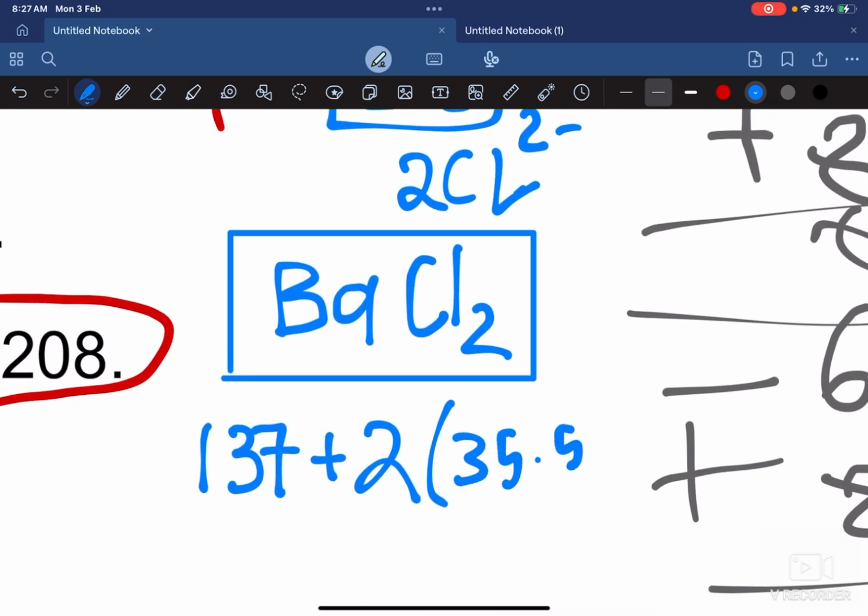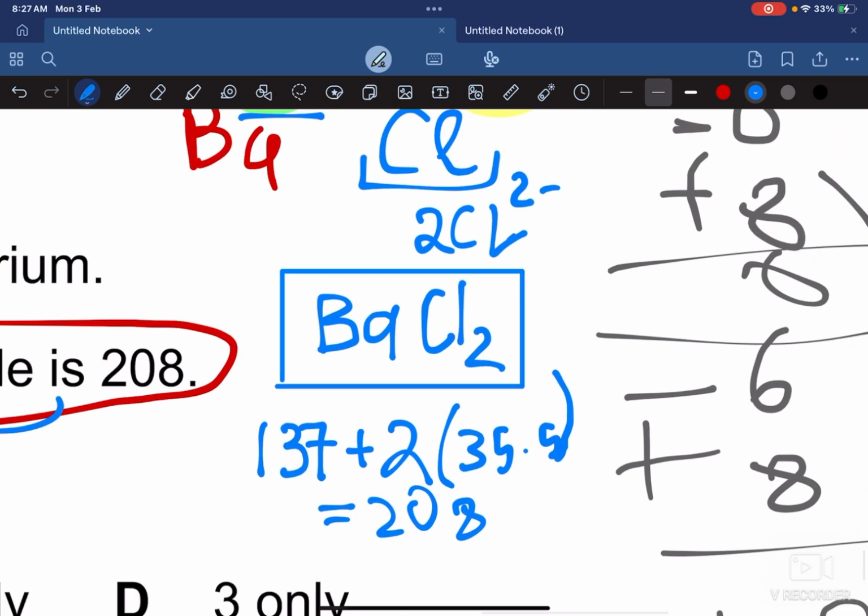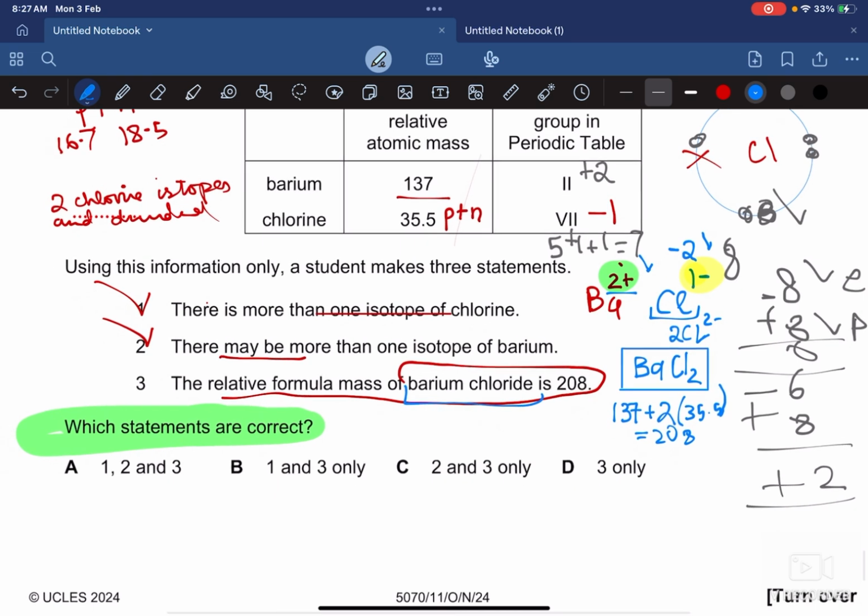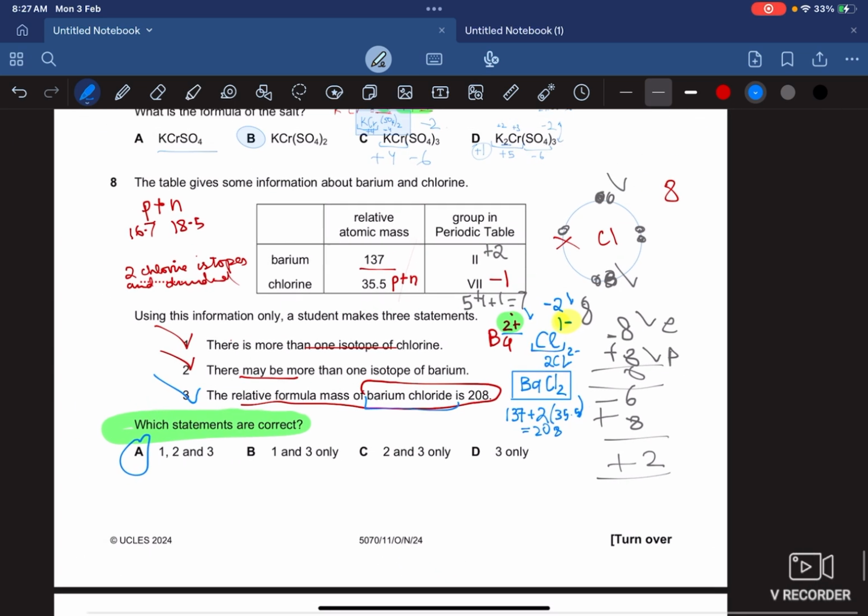35.5. You have to calculate this with a calculator. Let me calculate it. 137 plus 2 times 35.5. Well, that is 208. So statement 3 is also correct, and 1, 2, 3, option A, is going to be the correct option. All 3 statements are correct.